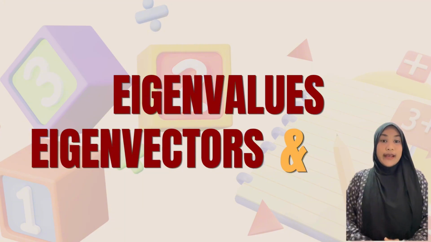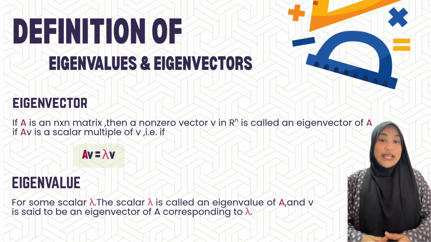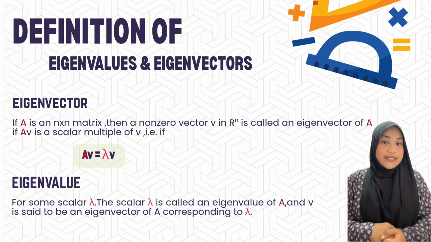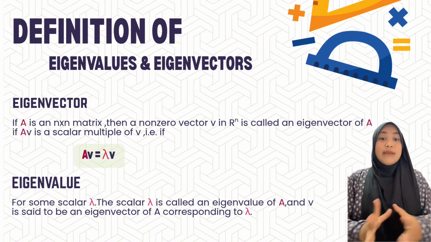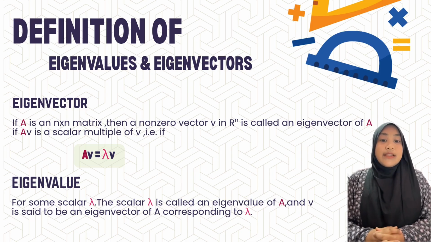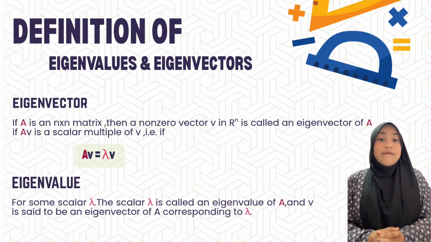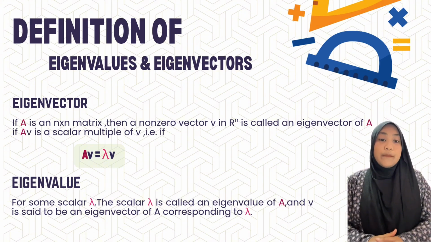Assalamualaikum and hi. My name is Nabihah binti Muhammad Zaini and I'm going to explain chapter 6, which is eigenvalues and eigenvectors. Let's look at the definition of eigenvalues and eigenvectors. When an n times n matrix A is multiplied by a non-zero vector V, it results in a direct scalar multiple of that same vector, giving us the core equation AV equals lambda V.